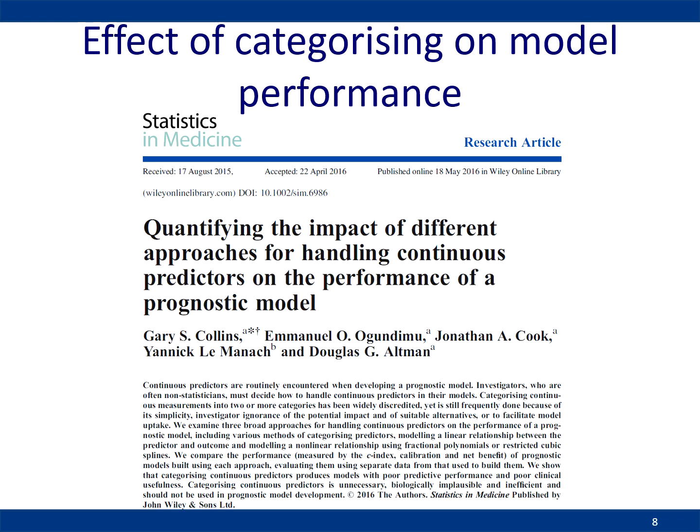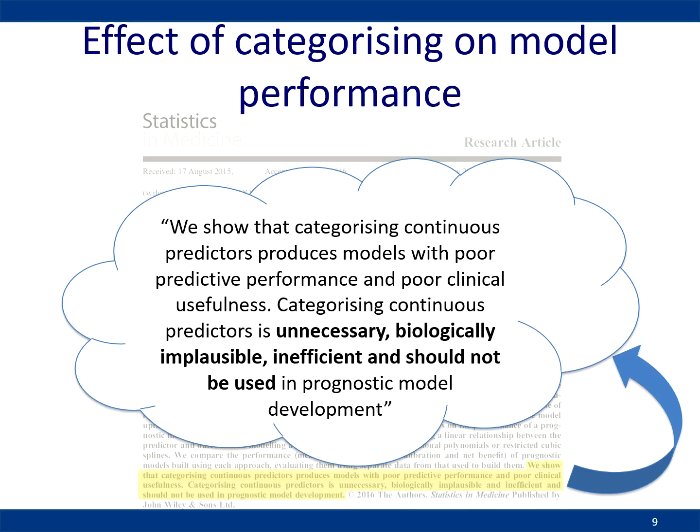Gary Collins and others also published a paper on the effect of categorizing on model performance. And here they say that they show that categorizing continuous predictors produces models with poor predictive performance and poor clinical usefulness. Categorizing continuous predictors is unnecessary, biologically implausible, inefficient, and should not be used in prognostic model development. So a very strong key message from these authors.